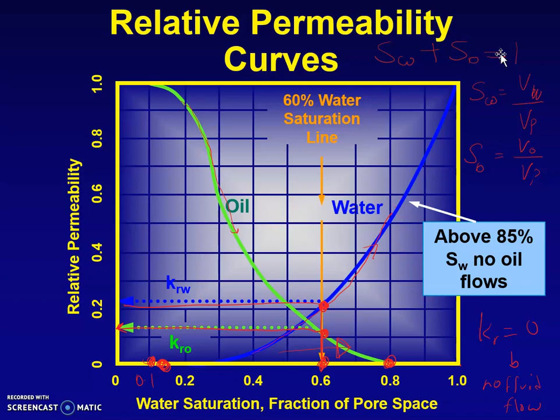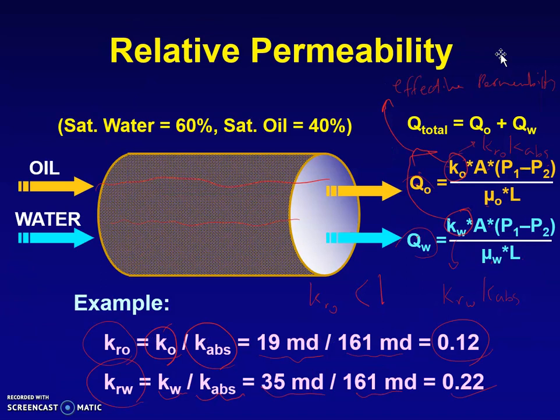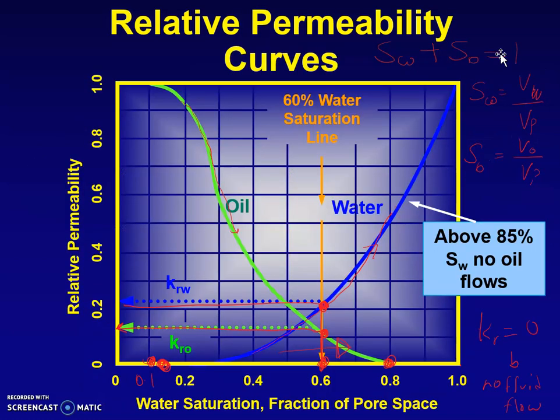Why will it not flow? Because look at the Darcy's equation. If KRO is 0, then this whole fraction will be 0, so QO is 0. If KRW is 0, the whole fraction is 0, QW is 0, right? So if relative permeability is 0, then there is no flow. The concept of relative permeability comes into the picture when you have multi-phase flow. If you have a single phase flow, which means you have only oil or only liquid water flowing, then we use the concept of absolute permeability.